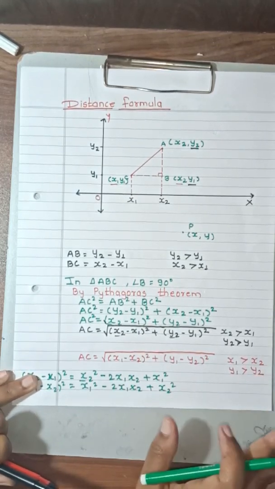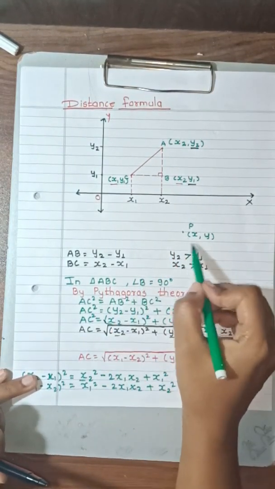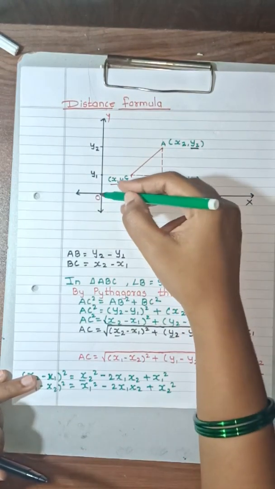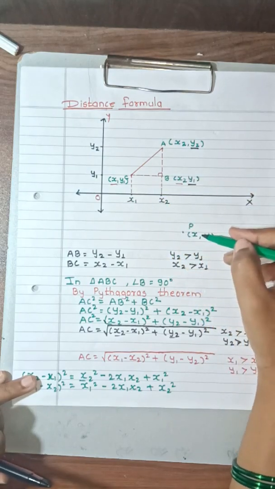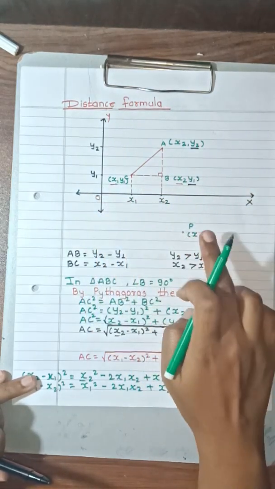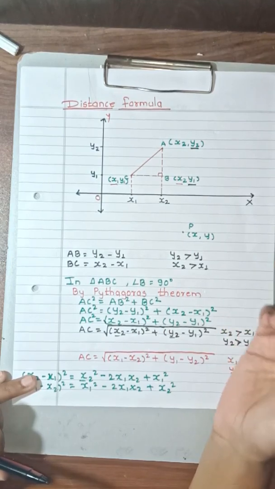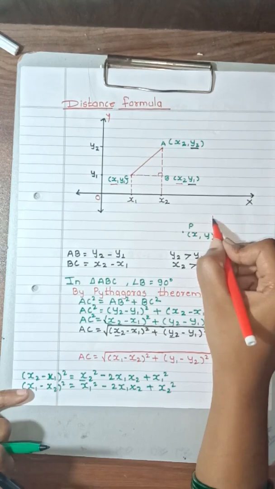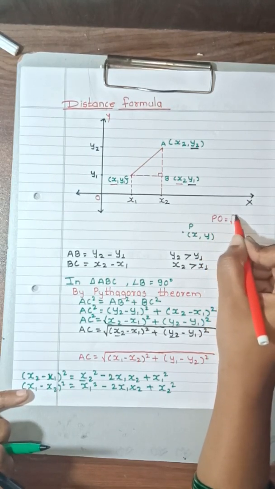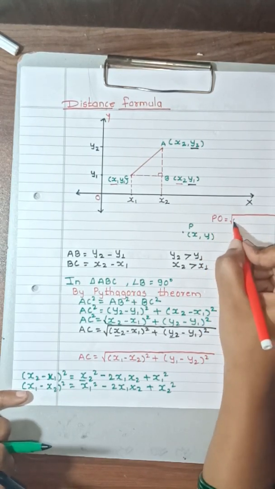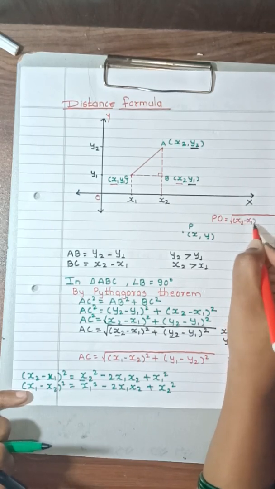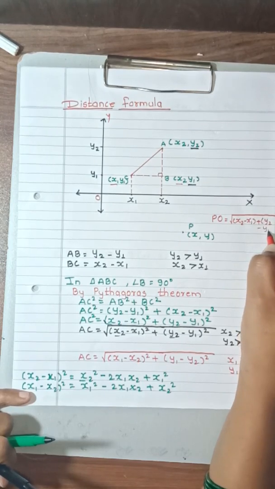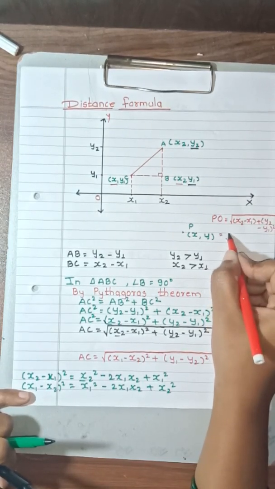Now children, suppose P is any point over here. Its coordinates are x and y. You have to find the distance from the origin to P. At that time, what you are going to do is, I'll write down here, PO will be under root of (x2 minus x1) plus (y2 minus y1) bracket square. That will be how much?